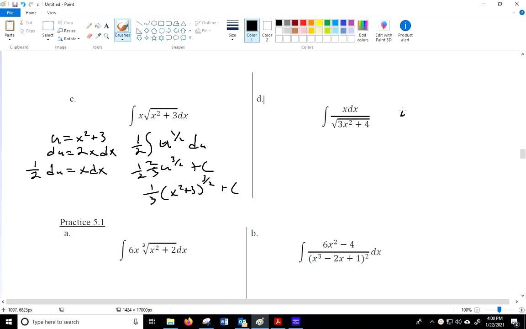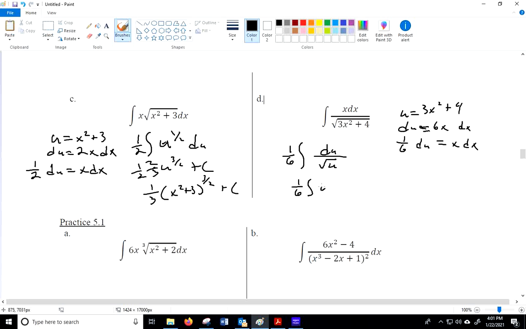I'm going to let u equal 3x squared plus 4. So then du is 6x dx, which I'll write as 1/6 du equals x dx. So this becomes the integral of 1/6. I'll pull it out. X dx is du, and then this is the square root of u. Rewriting gives me u to the negative 1/2 du.